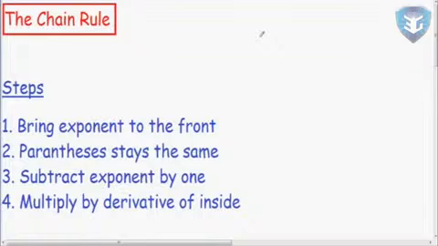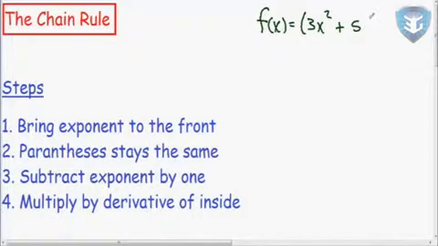Hey everybody, in this video I'm going to show you how to take the derivative using the chain rule. So let's just get started right away with an example. Let's say we have the function f of x is equal to 3x squared plus 5, all raised to the 10th power.